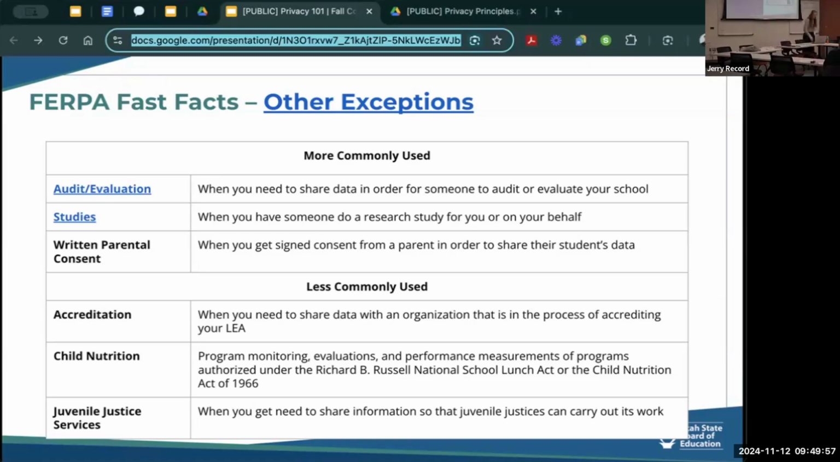All right. Student Data Protection Act. Are we ready? Brand new law. We went through FERPA. Now we're on to the Student Data Protection Act, which is a Utah law.